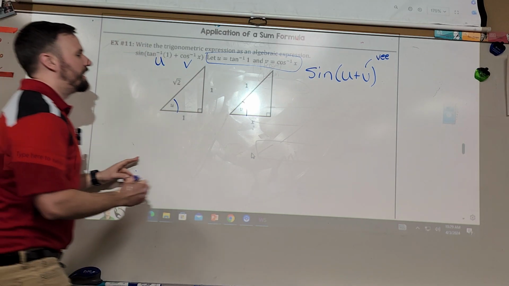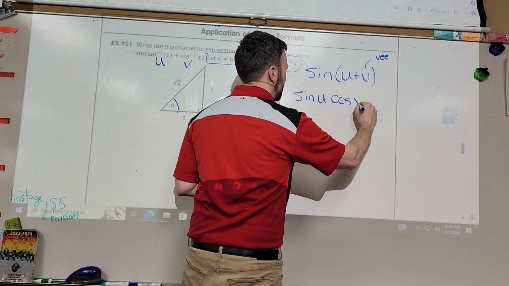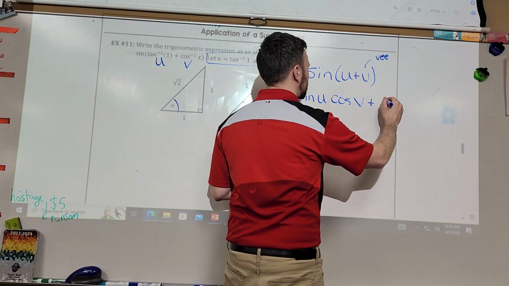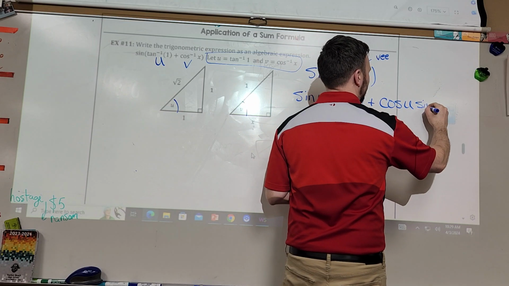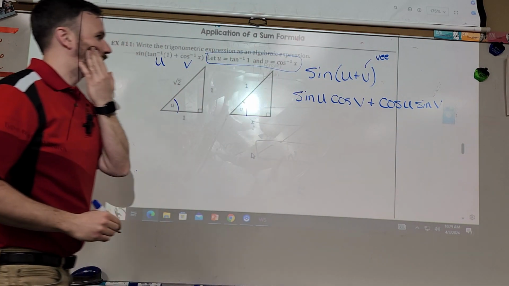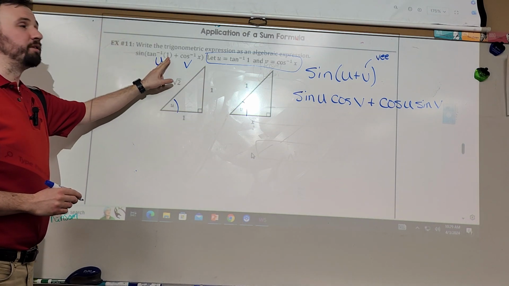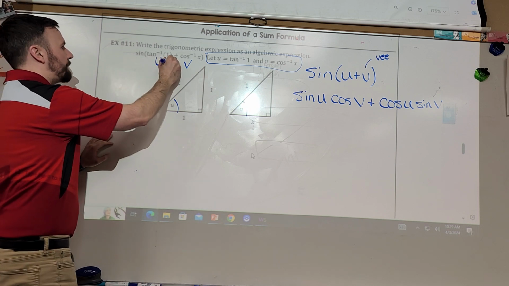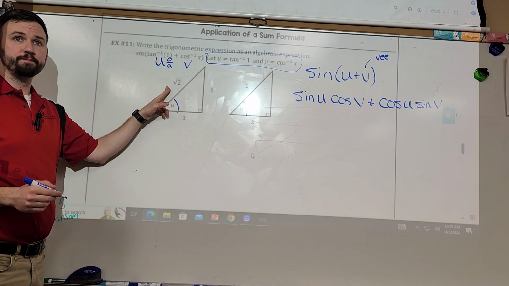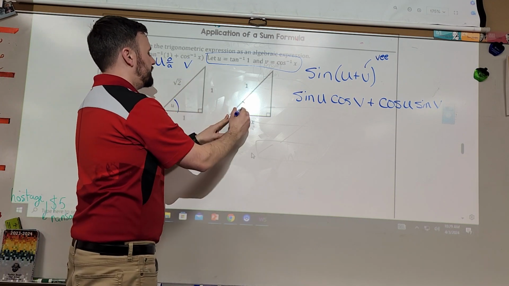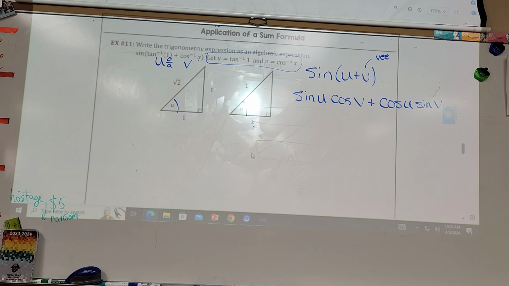All right, so my formula is sine of u times cosine of v, is that better? Plus cosine of u times sine of v. All right, now look at this. I made these triangles using my inverses. This is opposite over adjacent, so I did 1 over 1. If that's a 1 and a 1, that's square root 2. And I made this triangle by doing x over 1 because that's adjacent over hypotenuse. So now with those ratios, I can do this.